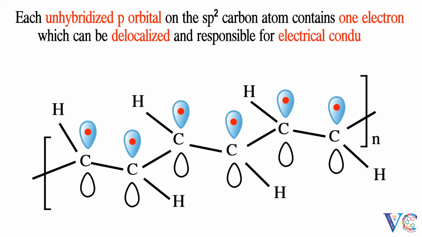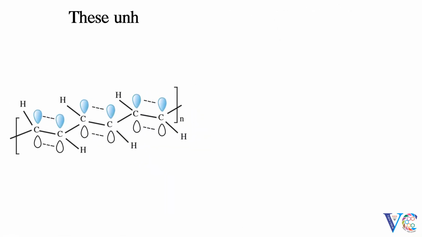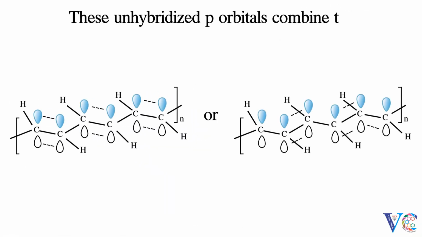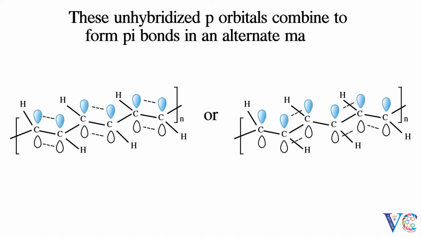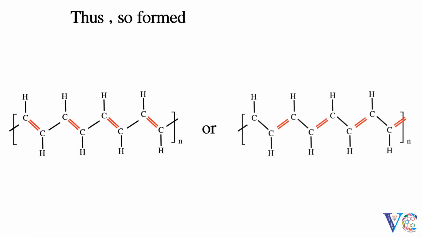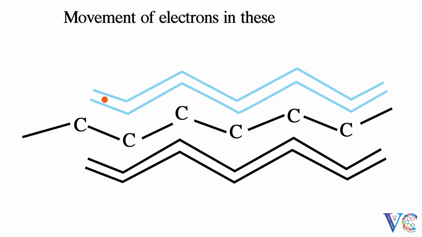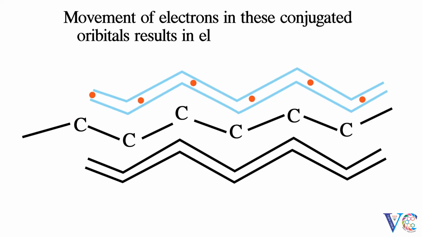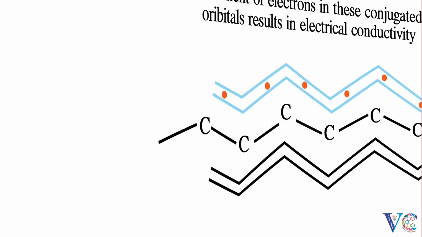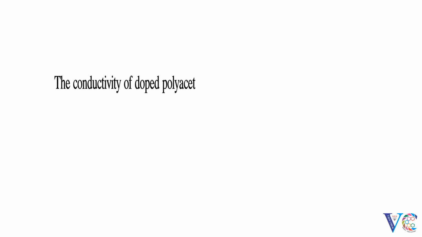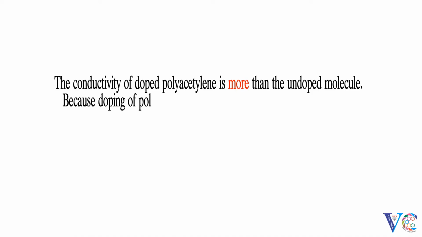These unhybridized p orbitals combine to form pi bonds in an alternate manner. Thus, the so formed pi bonds are conjugated. Movement of electrons in these conjugated orbitals results in electrical conductivity. The conductivity of doped polyacetylene is more than the undoped molecule, because doping of polyacetylene creates charge carriers in the molecule.